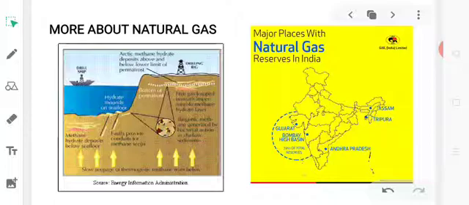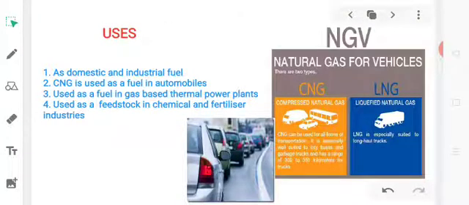Natural gas is certainly a non-renewable hydrocarbon used as a source of energy for heating, cooking, and electricity generation. It is also used as a fuel for vehicles and as a chemical feedstock in the manufacture of plastics and other commercially important organic chemicals. So these are some of the important uses of natural gas.